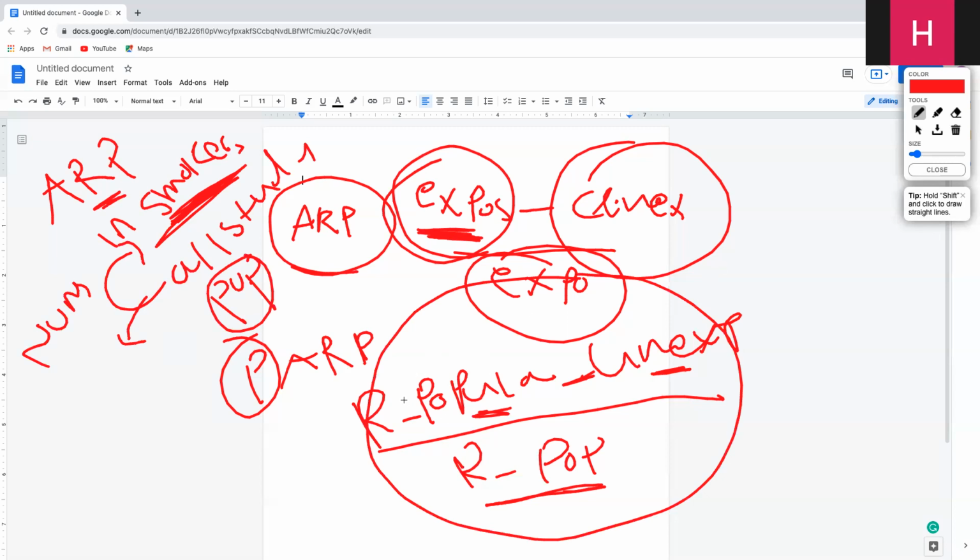But here, they don't want you to calculate only in the exposed. They want it among the whole population. So you will replace it with the population. You will calculate the risk in the whole population, minus the unexposed, which is the same as here. We don't change this part, divided by the risk in the population. So here it is exposed minus unexposed divided by exposed, here population minus unexposed divided by the population. We call this the population attributable risk percentage.